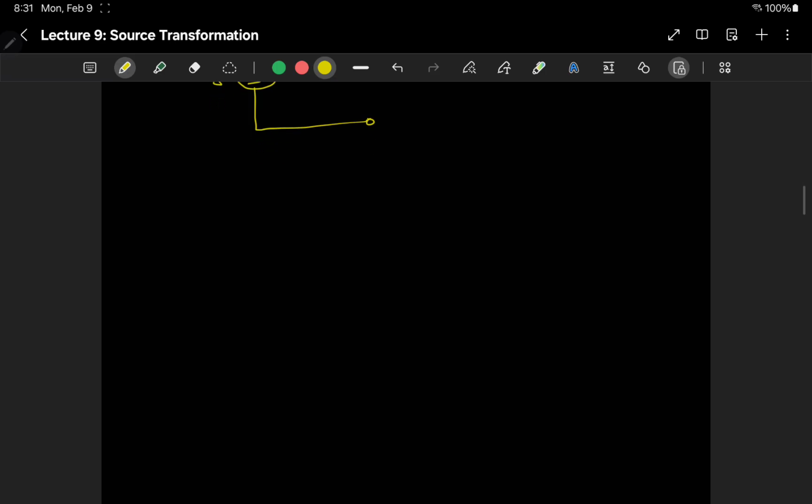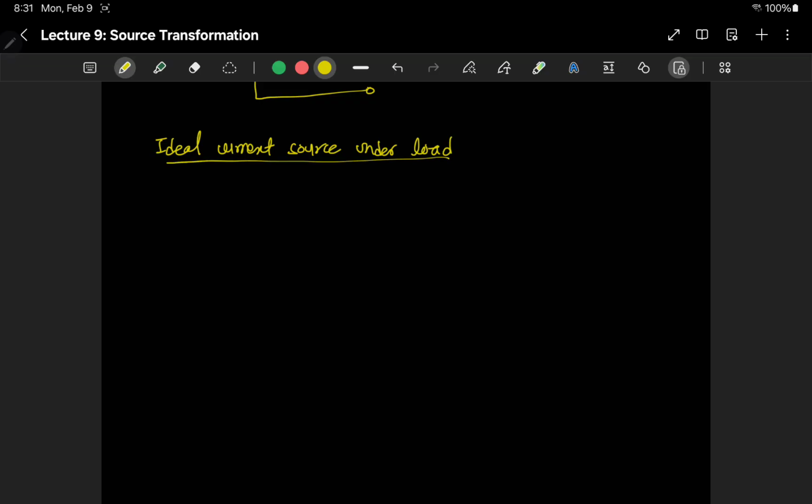Similar to the limitation of the ideal voltage source under load, there is also a limitation of the ideal current source. So let's see that. Ideal current source under load. Okay, so let's say we have this ideal current source, which is given as this.